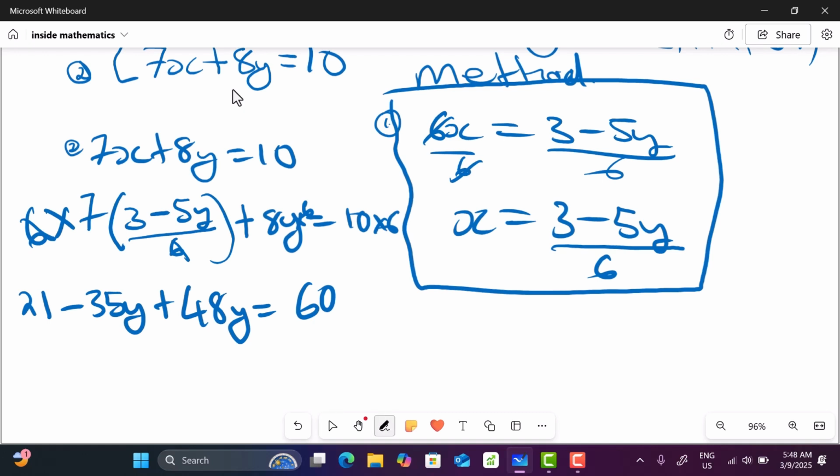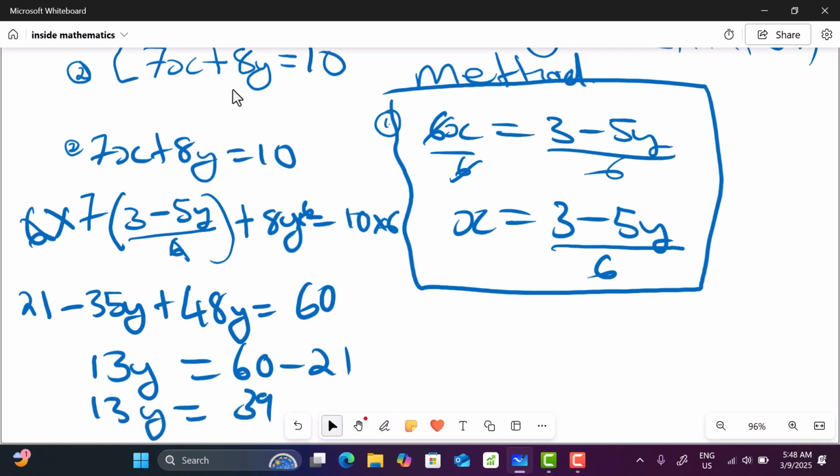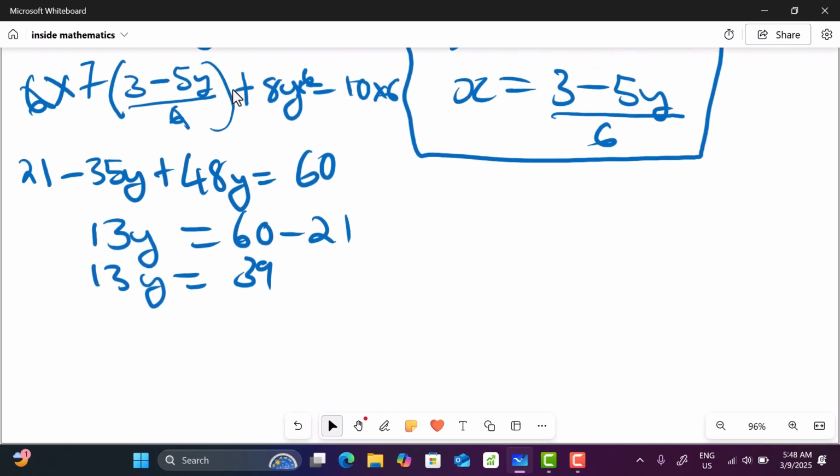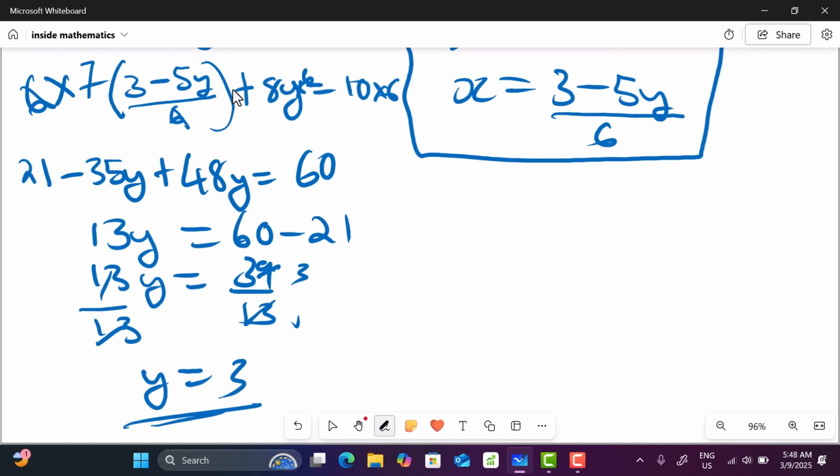Here we are going to have a positive 13y is equals to 60 minus 21. So 13y is nothing but 39 here. After doing so, we are going to divide both sides by 13. We cancel here, we get y, then 13 times 3 is 39. We get 3 here. y is nothing but 3.